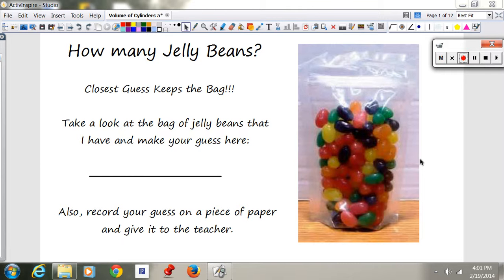Now I have a bag of jelly beans in my hand. If I'm in front of the class right now, or if your teacher's in front of the class and they have a bag of jelly beans, you need to look at it and make a guess. Put your guess on the line that you see here, and put a guess on another piece of paper that the teacher will collect. Whoever gets closest to the right guess gets to keep the bag, but we won't find that out until tomorrow or the next day, depending on how many days it takes us to get through the lesson. But I think at the end of the lesson, you'll find a good way to estimate how many jelly beans could be in that bag.